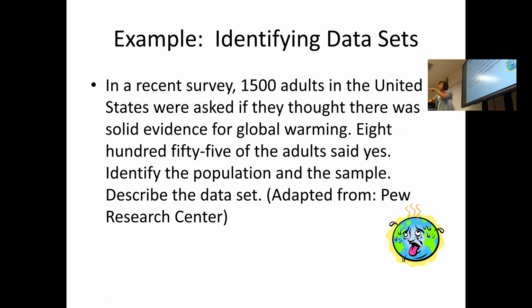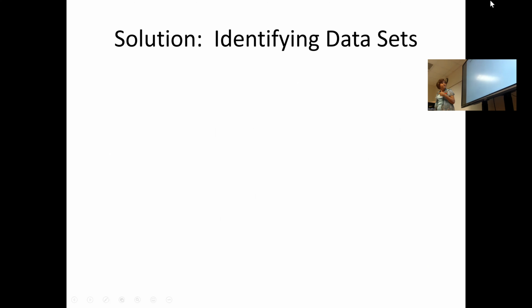The population would be the people in the United States, because the sample is what? The 1,500. So they went to 1,500 people in the United States as a sample to try to get an idea of what everybody in the United States might think, okay? So that's how we would describe the data set. Make sense? It takes a little bit of practice to think this way.